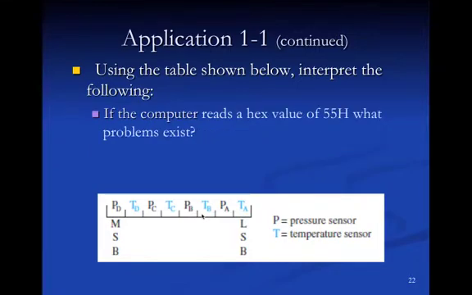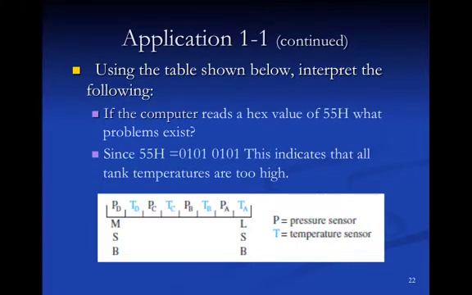Using the same table, if the computer reads a hex value of 55H, what problem exists? Since 55H is equal to 0101 0101, this indicates that all the tank temperatures are too high.